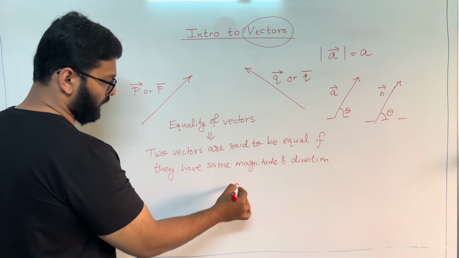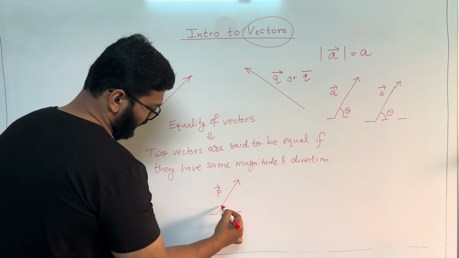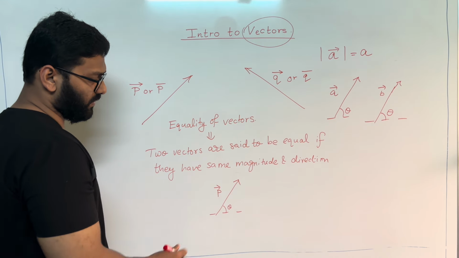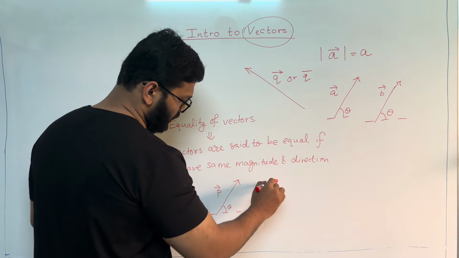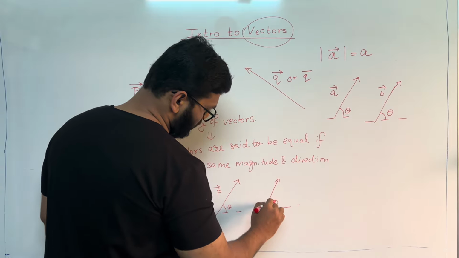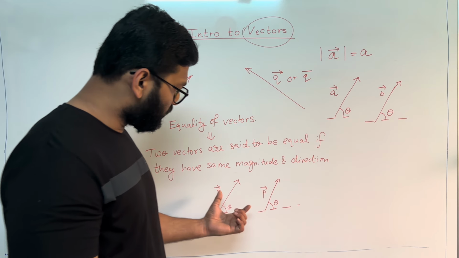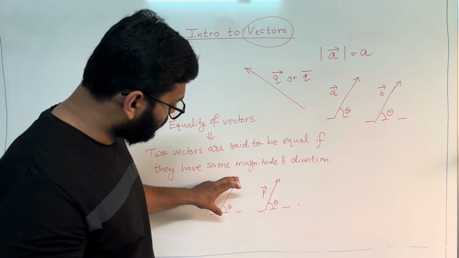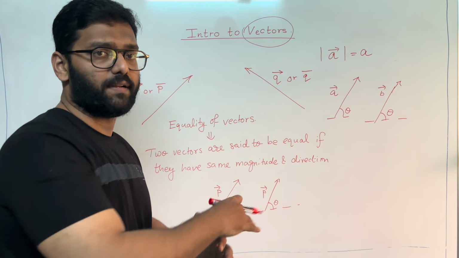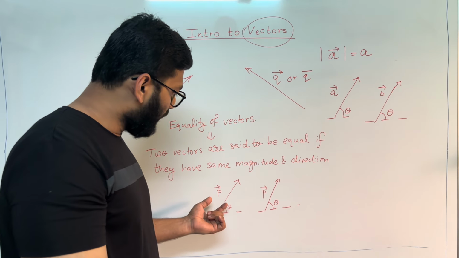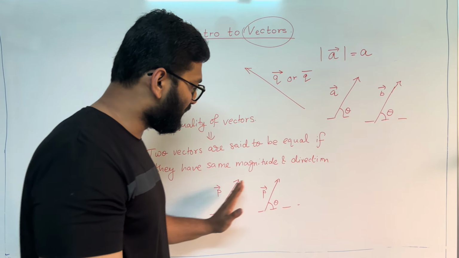Now can I say if I have a vector like this, p bar, and let's say this angle it makes with the positive x-axis is theta, can I say if I just shift this vector towards right like this, is it going to be the same vector? The answer to that is yes. It is going to be the same vector because the magnitude of p here is going to be the same. I am not changing the length. I am not stretching or compressing this. And the angle that it makes with the positive x-axis still is same, that is theta. So I can translate it.